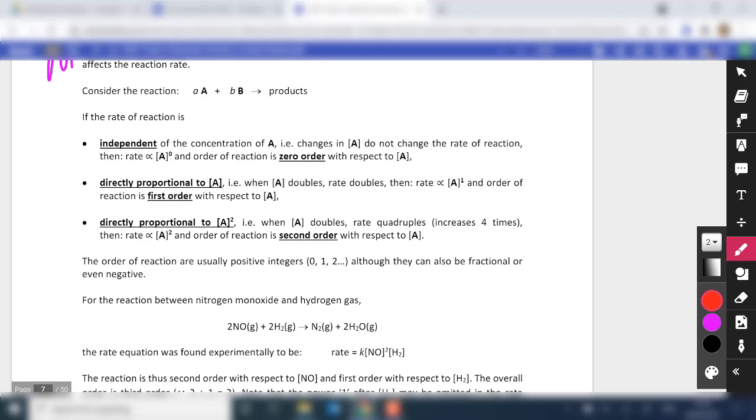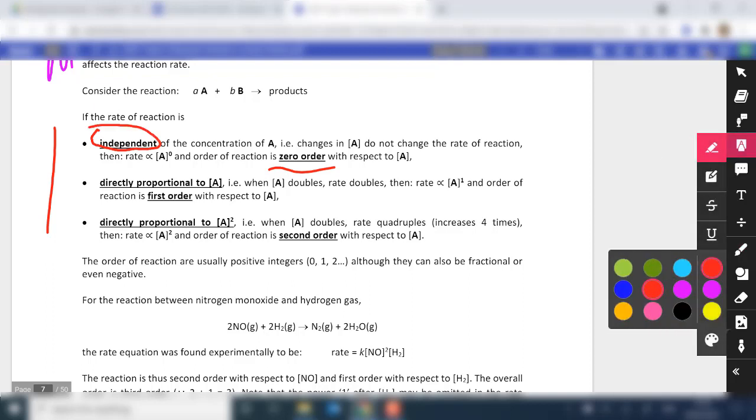Okay, but I'm just saying that without going into the extreme, you need to know that there are three common orders of reaction that you need to be very familiar with. Number one is zero order. Zero order here means that no matter how I change the concentration of the reactant, the rate will not be affected. So in short, we say that it is independent of the concentration of A. The keyword here is independent.